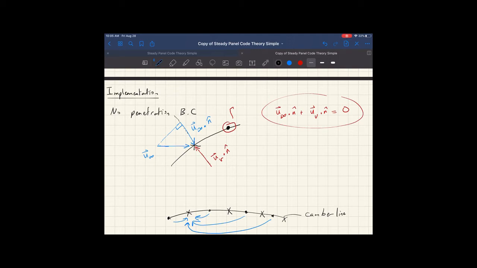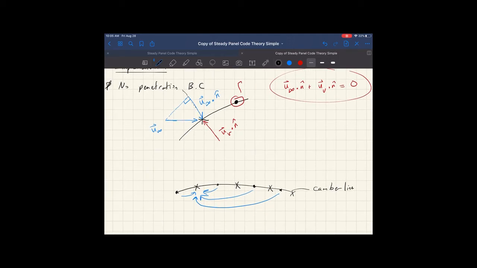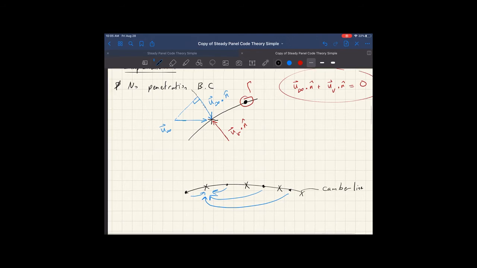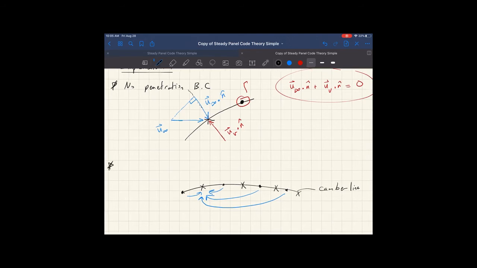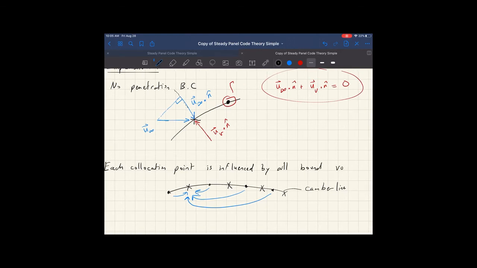So moving on, now that we've sort of got this image, another important point in the panel method is that each collocation point is influenced by all bound vortices.